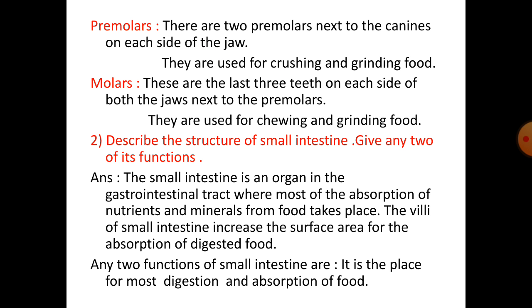Question number 2. Describe the structure of the small intestine and give 2 of its functions. The small intestine is an organ in the gastrointestinal tract where most of the absorption of nutrients and minerals from food takes place. The villi of the small intestine increase the surface area for the absorption of digested food. Any 2 functions of the small intestine are: it is the place for most digestion and absorption of food.